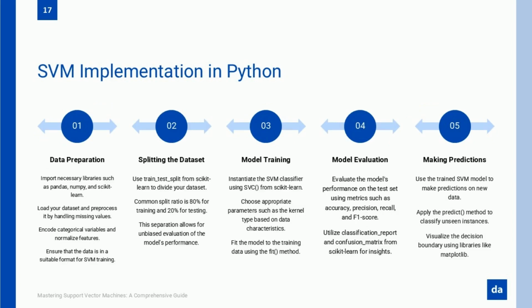Understanding SVMs in theory is one thing, but actually implementing them, that's where the real magic happens. So let's dive into how we build an SVM model step by step using Python. It all starts with the data. Raw data is messy. It might have missing values, outliers, or features that are on completely different scales. Before training an SVM, we need to clean it up.